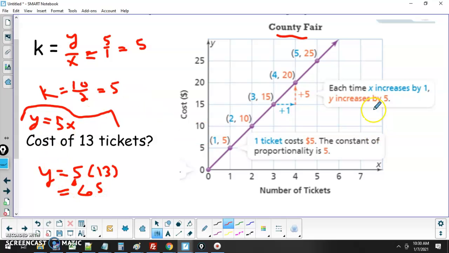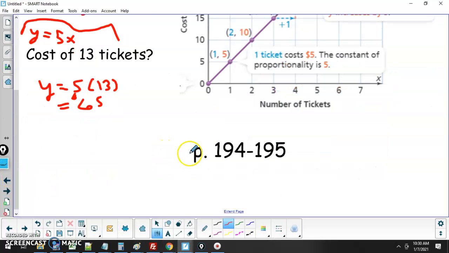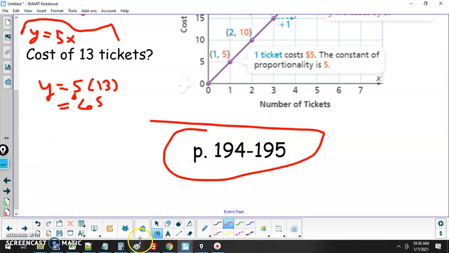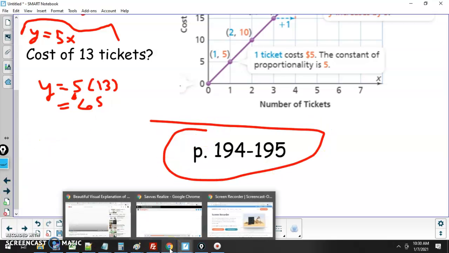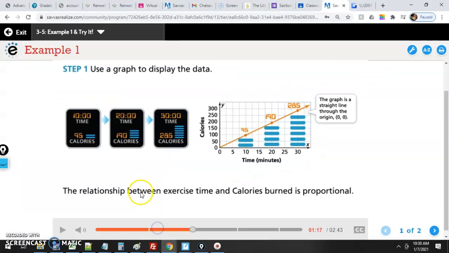And so the equation allows you to extend stuff out of the graph. It could also allow you to find like places in between points. Okay. So let's go ahead and look at some of the problems in the book. We're going to go to page 194, 195, so you can grab your workbook. We're going to try a couple problems out.